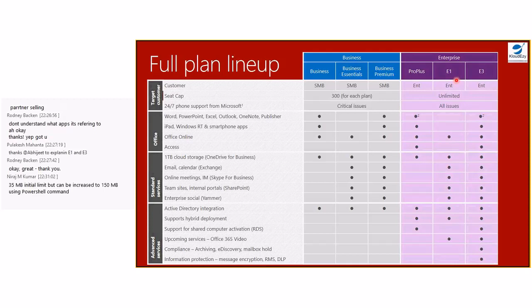Whereas in case of Exchange Online Plan 2, the inbox size is 100 GB. The archiving size is 100 GB.